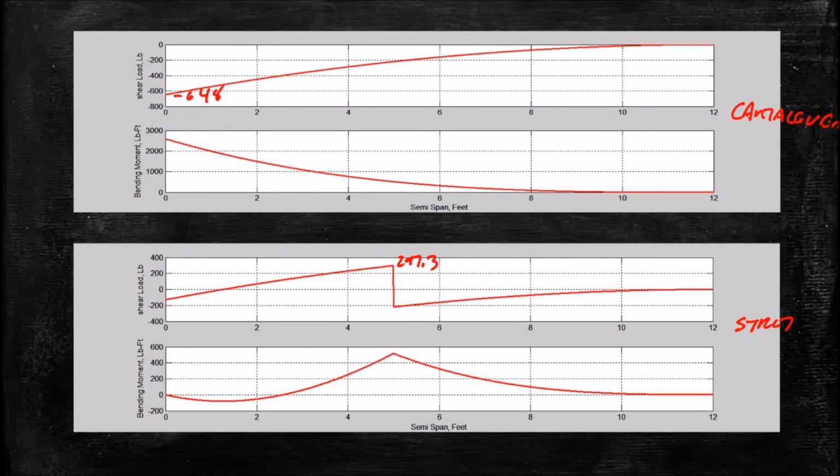The moment here for our cantilever was 2592 was the maximum value. With the strut, we only had 517.5. That's almost an 80% reduction in the maximum bending moment. So you can see why putting a strut in this kind of structure is attractive. From a structural perspective, if you're trying to keep weight down to support a particular load.